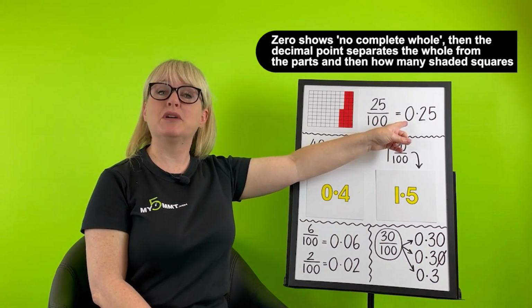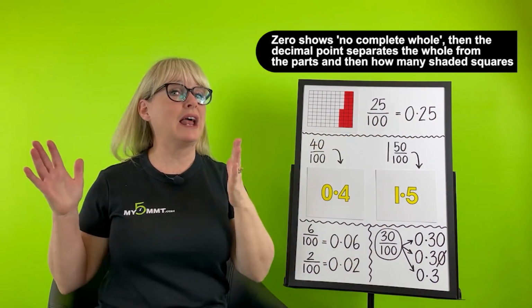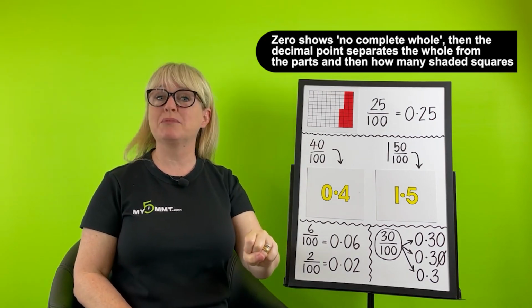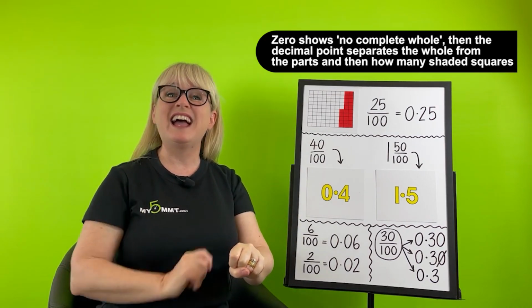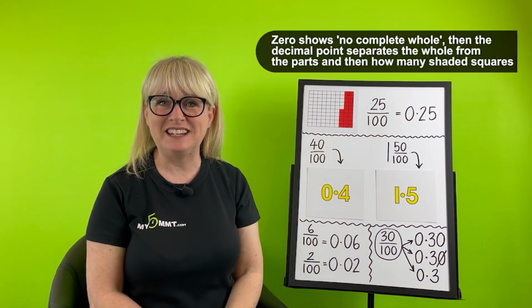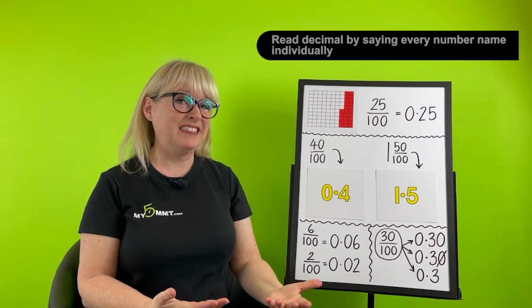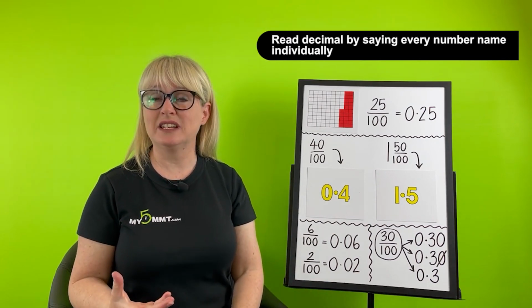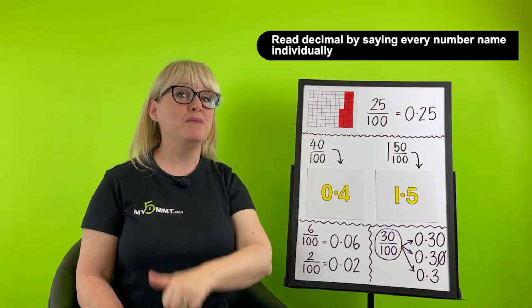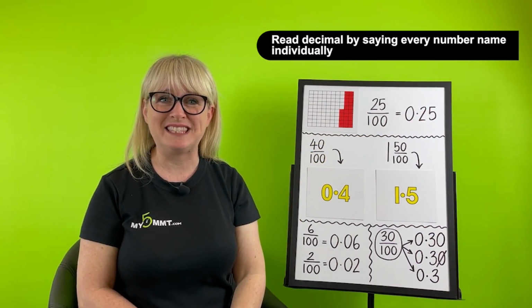So I put a 0 in my decimal to say I don't have any complete whole, and then a decimal point to separate the whole from the parts. And then I write 25 because that's how many were shaded in. Now when I come to read that, I need to actually say each number individually, and I say 0.25, moving across as I read the numbers' names.